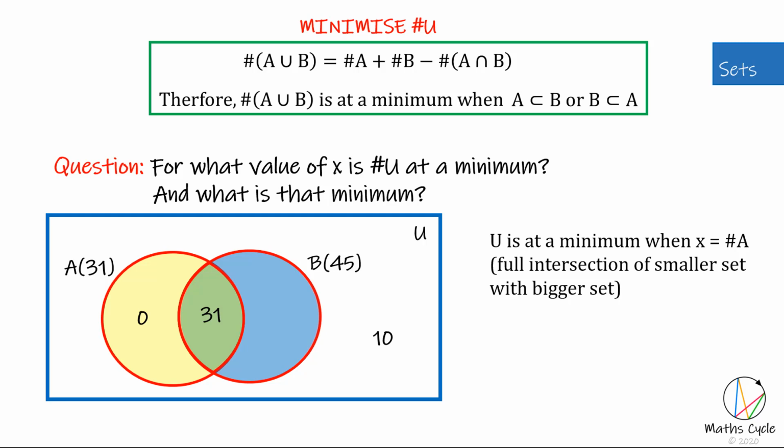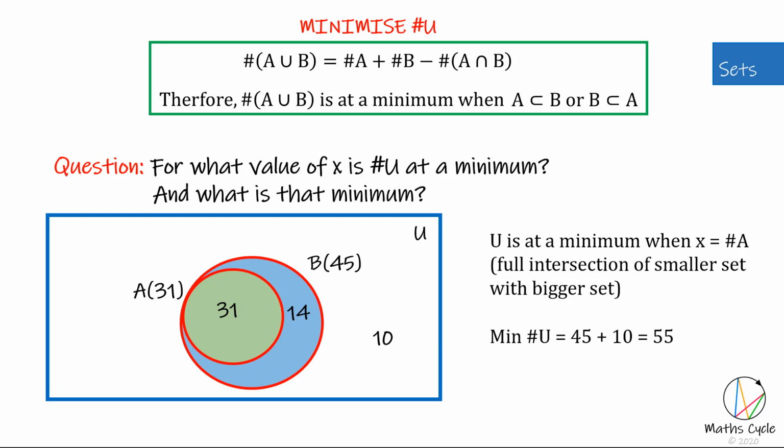Okay, that might be easier to look at if we look at it like subsets. So here's B, and it has gobbled up all of A into it. So those 31 elements become the intersection between A and B. And you can see what has happened. Because it has gobbled up all of A, that means we're only now counting the 45 elements of B and the 10 elements that are outside of B, which leaves the universal set at a minimum. 45 plus 10 equals 55.